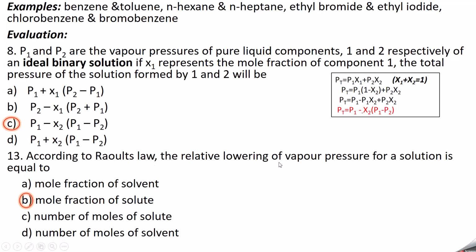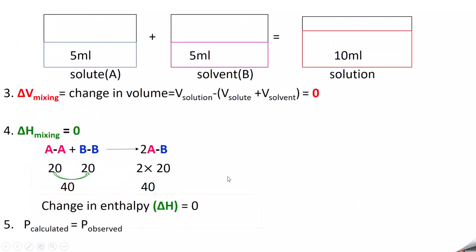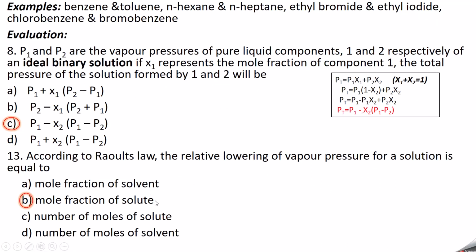According to Raoult's law, the relative lowering of vapor pressure of a solution is equal to the mole fraction of the solute. We already discussed this. So the relative lowering of vapor pressure is equal to the mole fraction of the solute. Therefore, B is the correct answer, mole fraction of the solute.